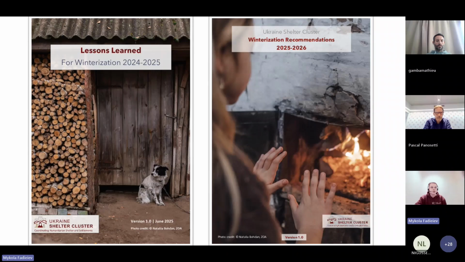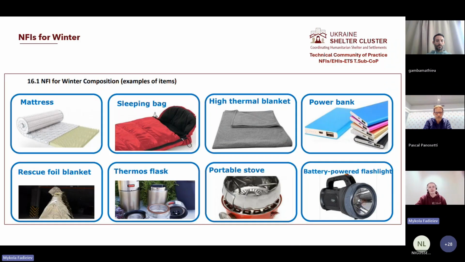And moving to the next slide, of course, it's the first, maybe the main, NFI activity in our list: NFIs for winter. Currently, we have 8 items here, and this year, within the TWIG technical working group, we added 2 more items, a power bank and a battery-powered flashlight. Of course, it's because of the energy situation we have. And actually, the cluster recommends that all partners conduct their own needs assessment to identify the particular list of items needed for each household.